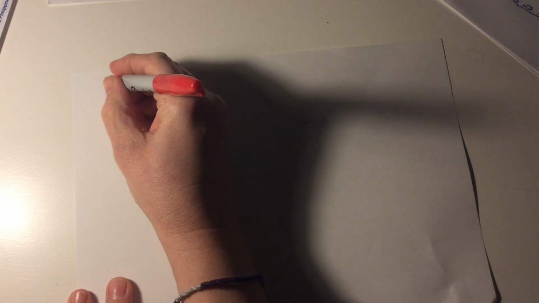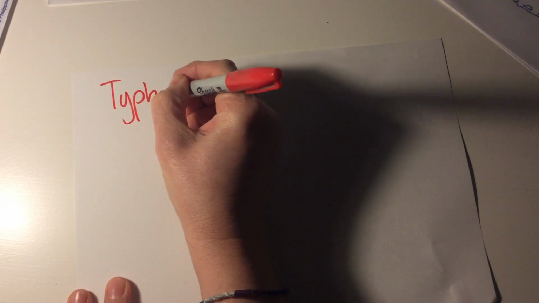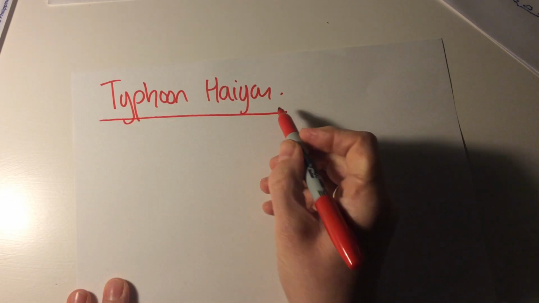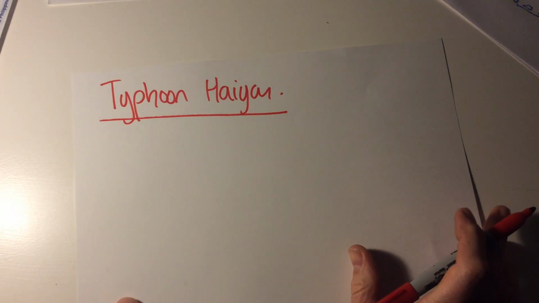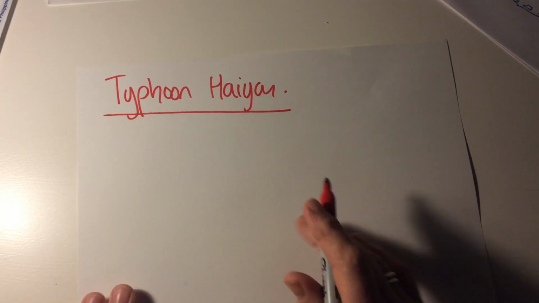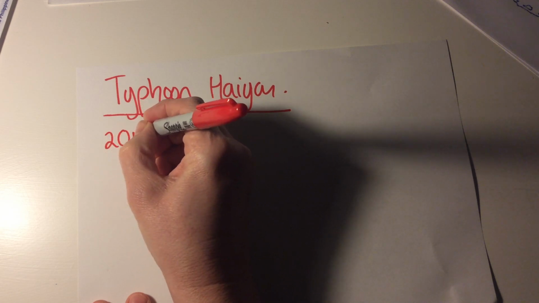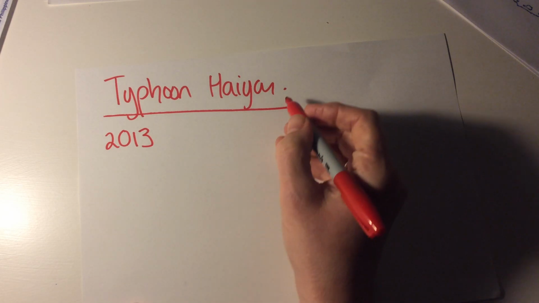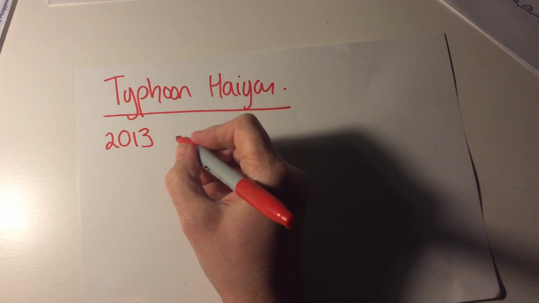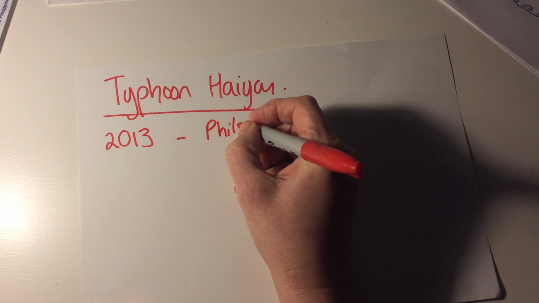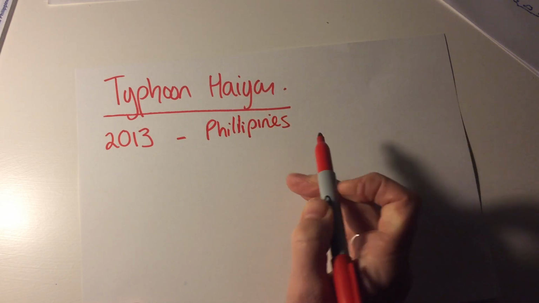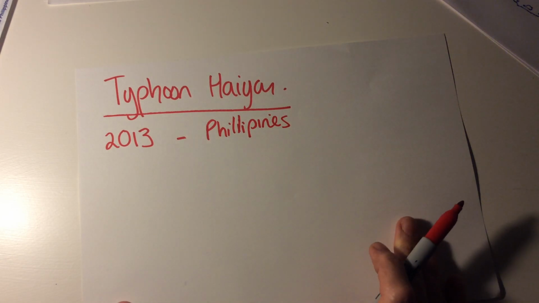So the storm took place, it was a category 5, so Typhoon Haiyan. So remember, a typhoon is the same as a hurricane, is the same as a cyclone, it's just where they are that leads to that name. So it occurred in 2013, and there were some reasons why it was really very devastating. It hit the Philippines, and we're going to particularly look at the impacts on the Philippines.